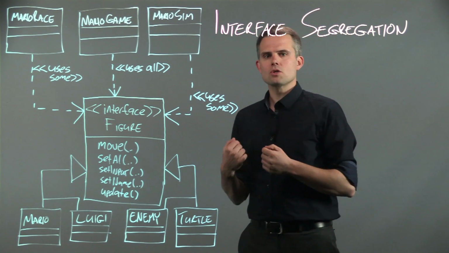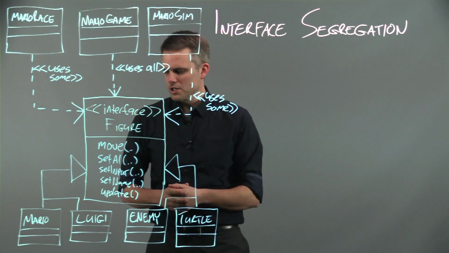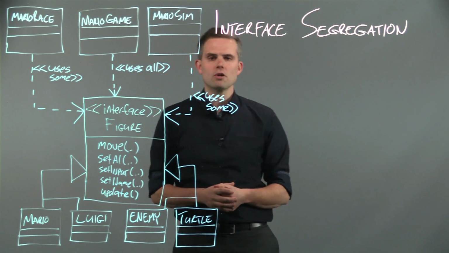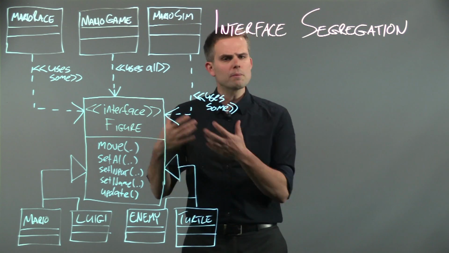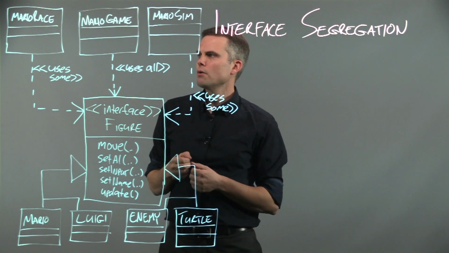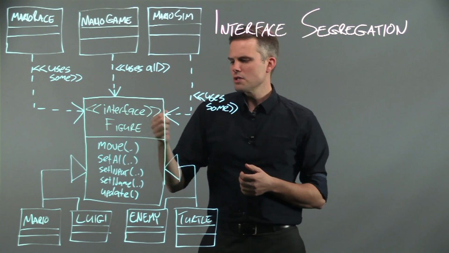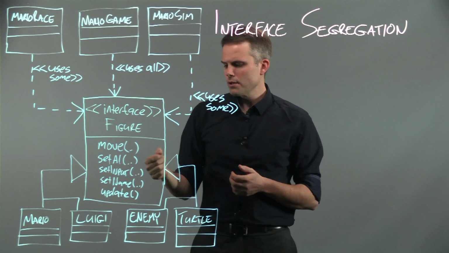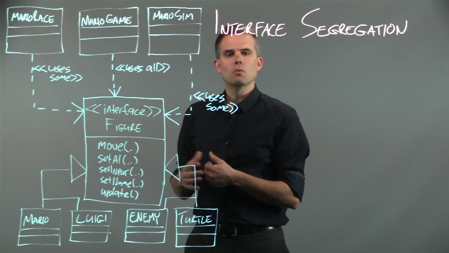All right, so this is the situation as we have it now. We have the figure interface, which has 4 concrete subtypes: Mario, Luigi, enemy, and turtle. And we have the Mario Game client, which uses the whole figure interface, because this is the complete game. But unfortunately, we also have this Mario Race client, which only uses some of the interface. It's only interested in the parts that can move Mario around the screen, set the input, and set names, because this is for players playing against one another.